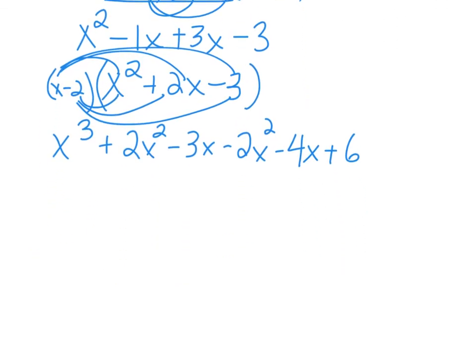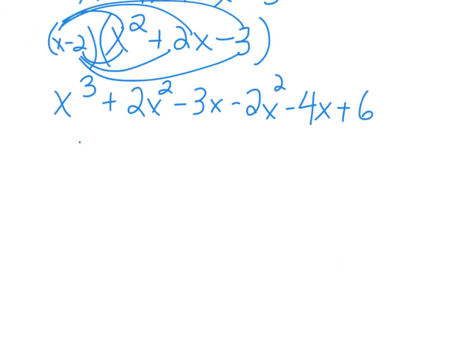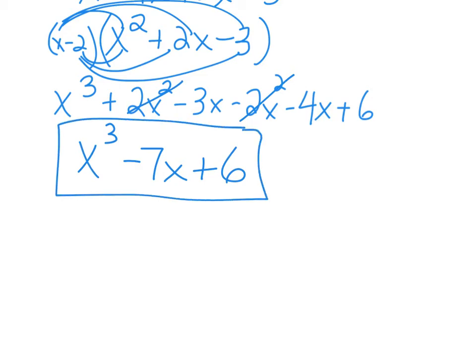So the last thing I need to do is just combine like terms. So there's only one cube. So the 2x squared and -2x squared actually cancel each other out. And then the x terms add up to -7x plus 6. So we actually lost one of our terms. No big deal. That's my answer in standard form.